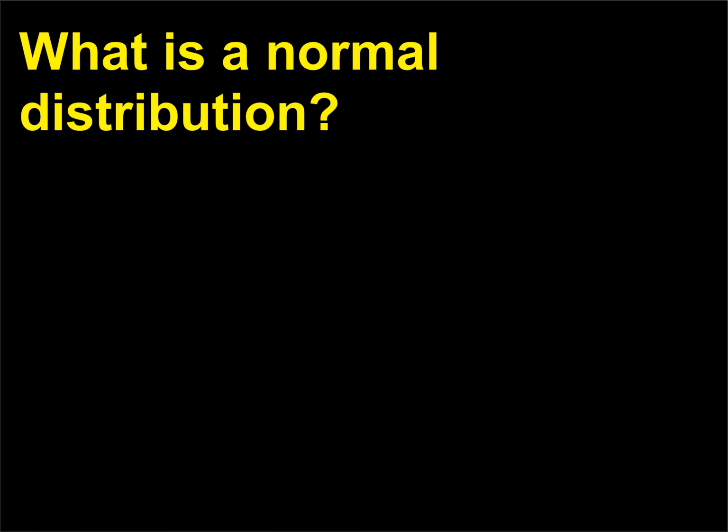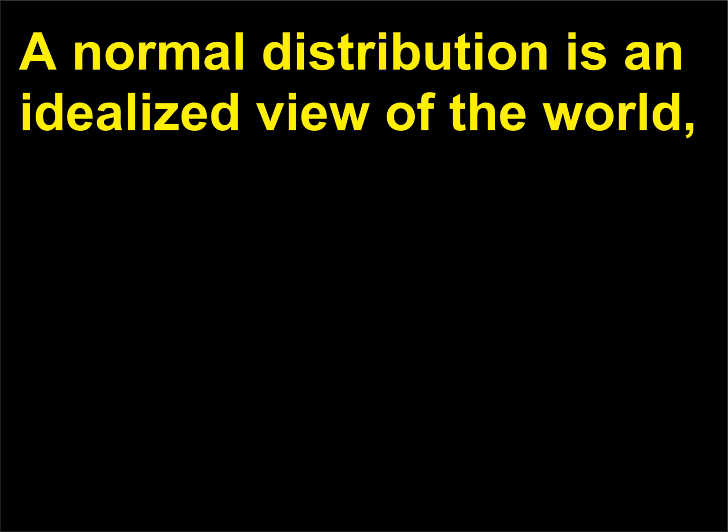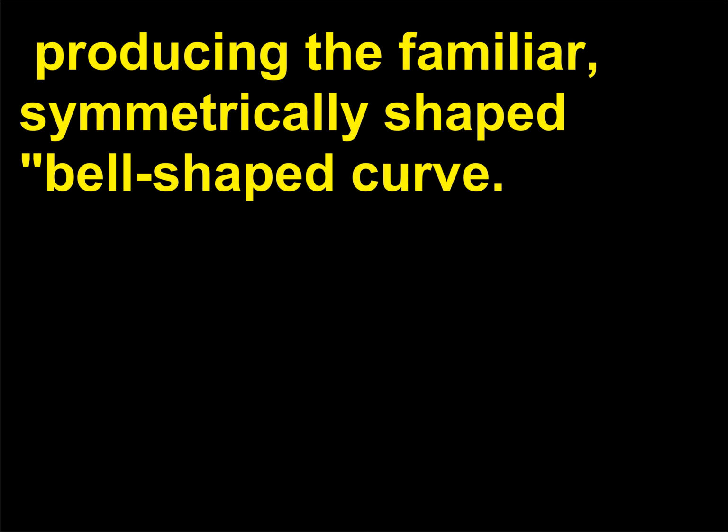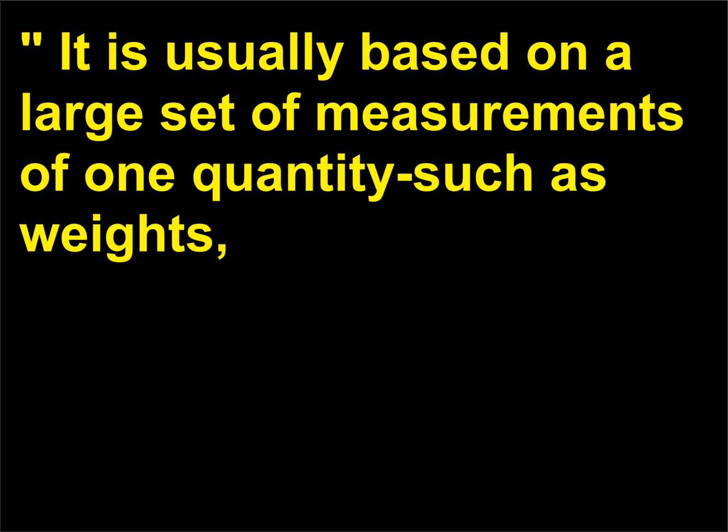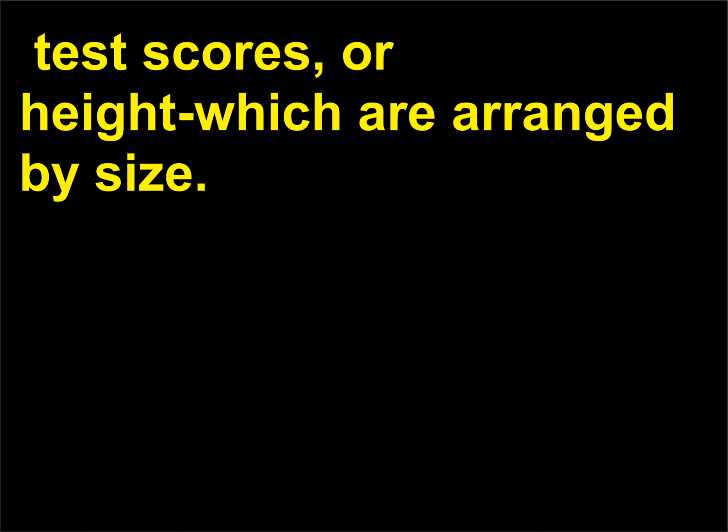What is a normal distribution? A normal distribution is an idealized view of the world, producing the familiar, symmetrically shaped bell-shaped curve. It is usually based on a large set of measurements of one quantity, such as weights, test scores, or height, which are arranged by size.